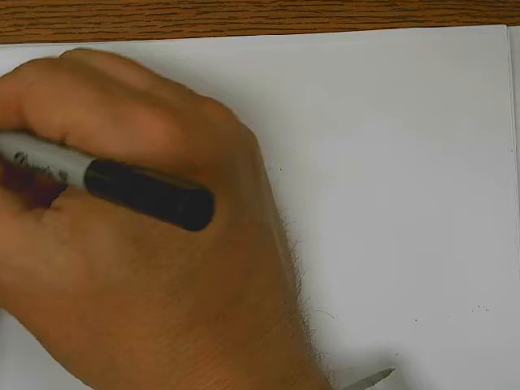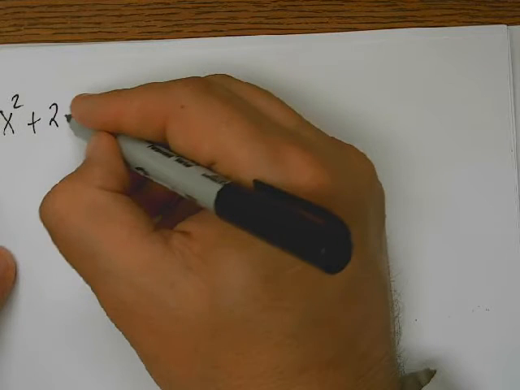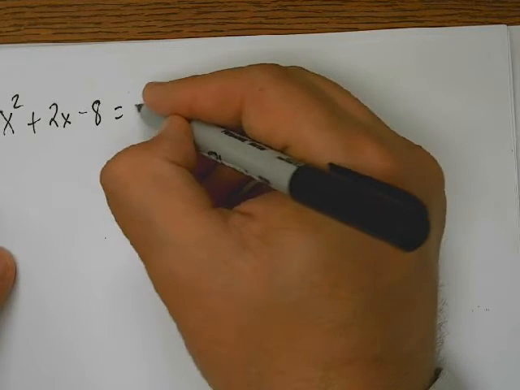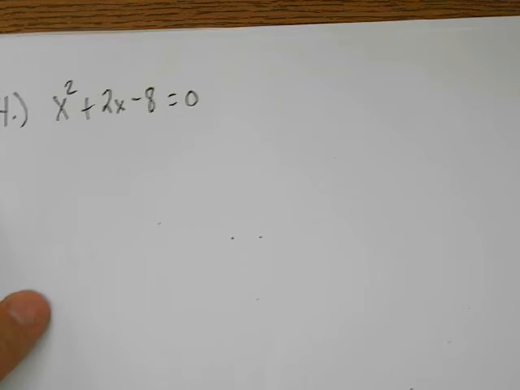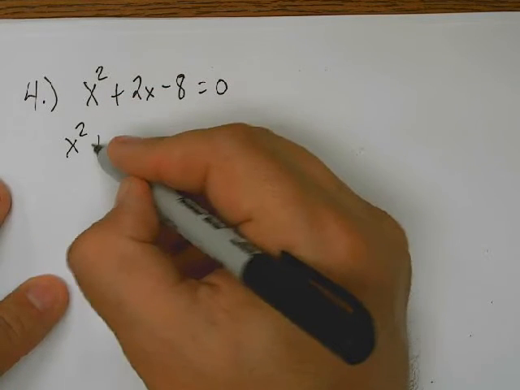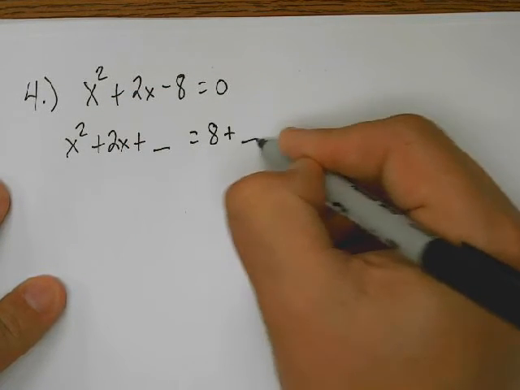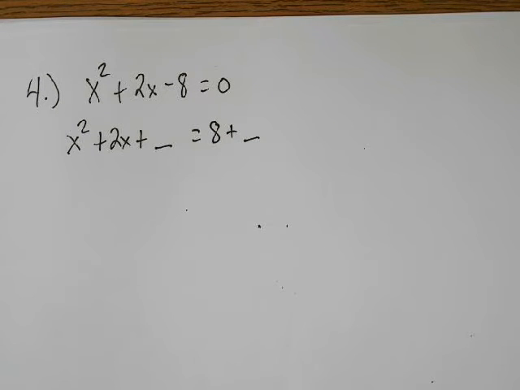All right, let's go to what we're working on. This is the fourth method. We've got x squared plus 2x minus 8 equals 0. Now, let's change the problem and complete the square. Here we go. Do it exactly like I am. Do that. That's our first step. We're manipulating the equation to get it ready to complete the square.